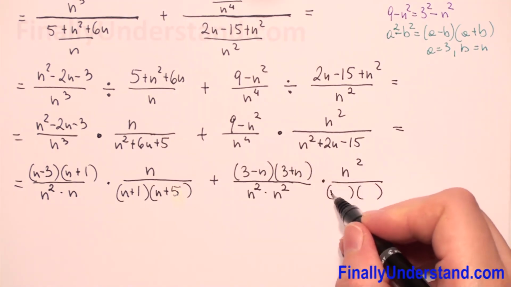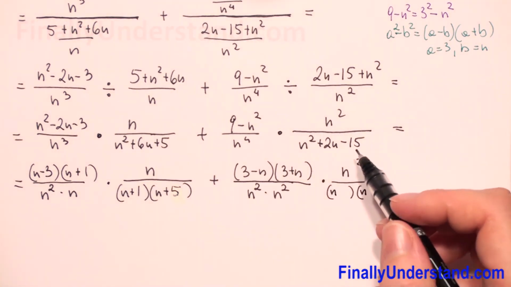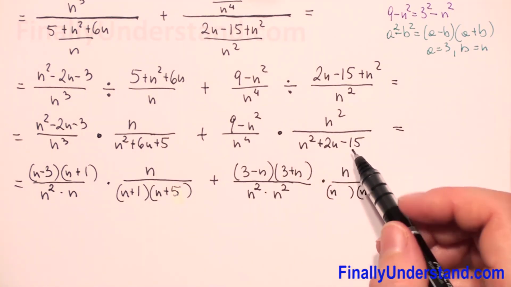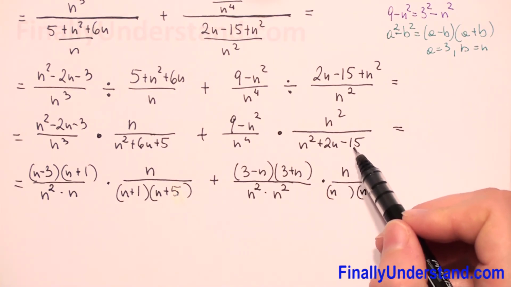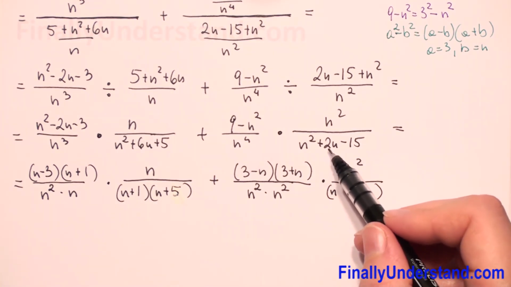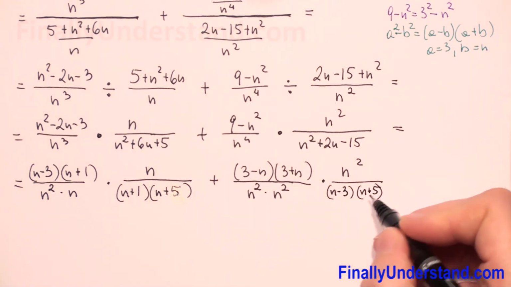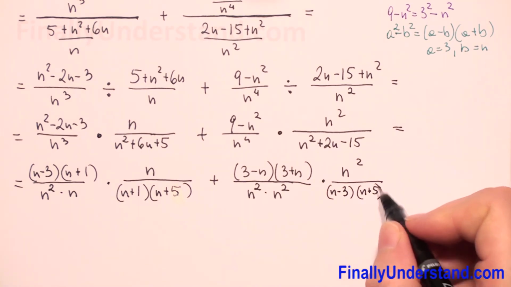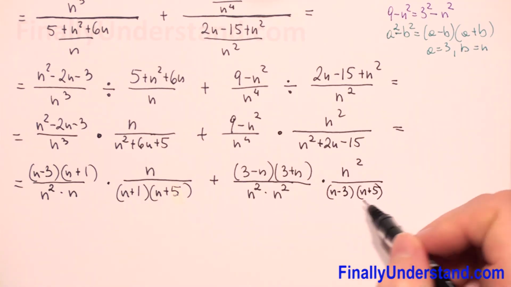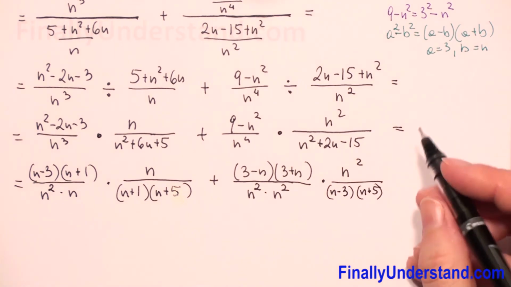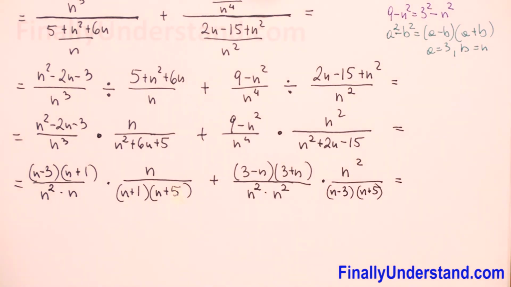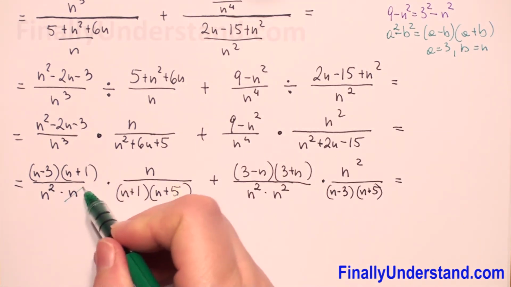We have n squared, so it will be n times n is n squared. And I have to find two numbers which I multiply, and I will have negative 15. And when I add them, I will have 2. So it will be negative 3 and 5. Negative 3 times 5 give me negative 15, and negative 3 plus 5 is 2. So everything is okay. So now we can first reduce n with n.